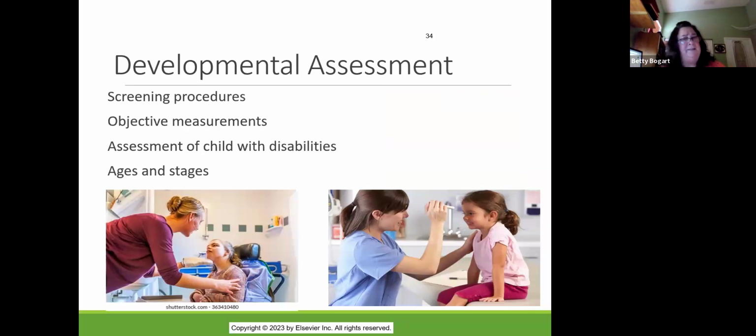So developmental assessments, I said, are important. We want to know what's going on with the child. We want to know if we have to put in growth and development, early intervention, speech, physical therapy, occupational therapy. All these things do different things to help. Now, that child on the bottom left is a child with cerebral palsy.